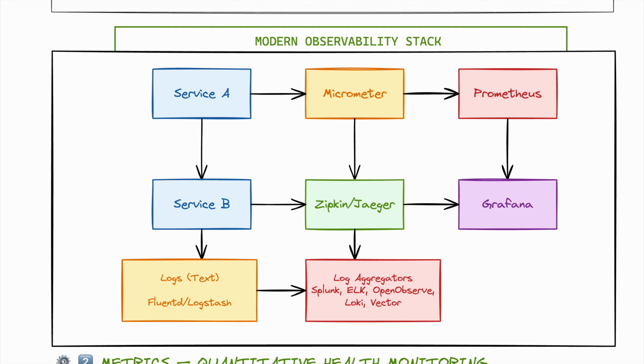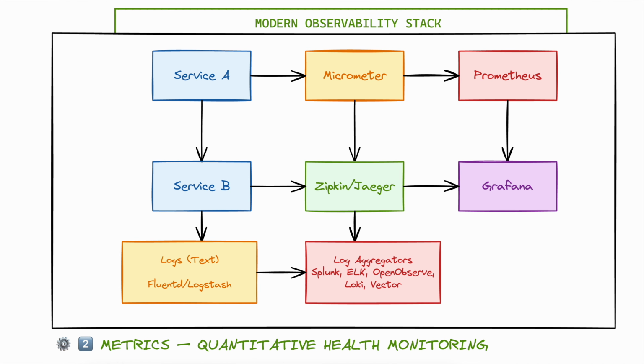Let's say that we have two services, service A and B. What is observability in this system? We use Micrometer if it's a Java application. We collect the metrics from the services and save them in Prometheus. In Prometheus, we save those metrics and also use it for sending alerts and so on. And for the visualization, we use Grafana.